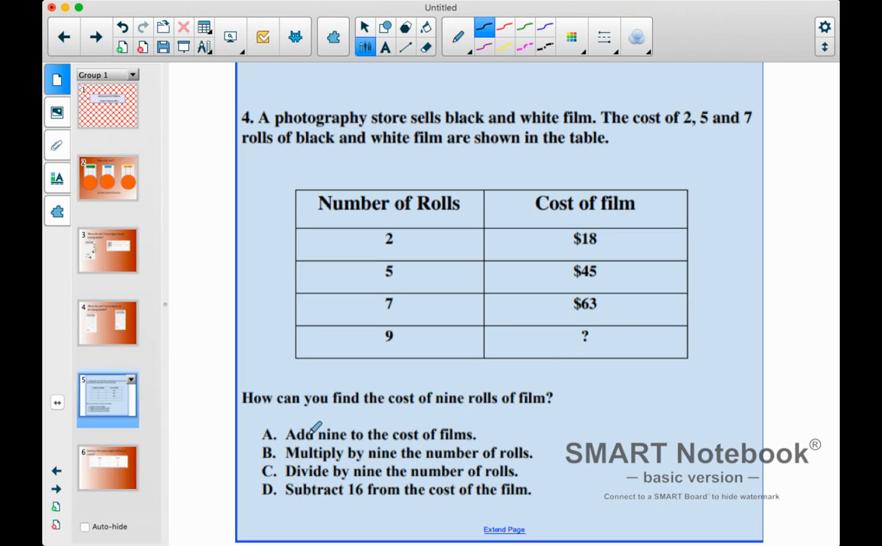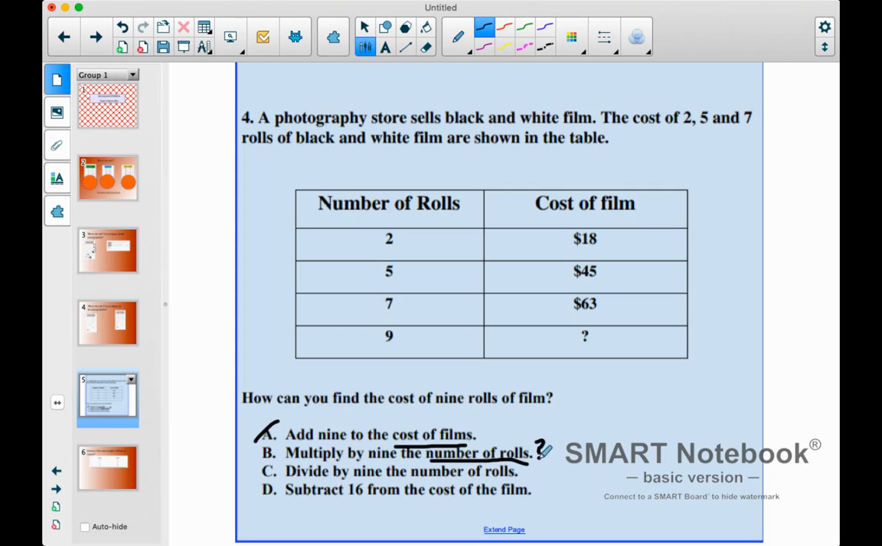So if we look at A, it says that you add 9 to the cost of films. So if I look at the cost of film here, it is 18. If I add 9 to that, I'm not going to get 2. So A is incorrect. B says you multiply 9 by the number of rolls. So let's see if that works out. 2 times 9 is 18. 5 times 9 is 45. 7 times 9 is 63. 9 times 9 is 81. This one could be the right answer.